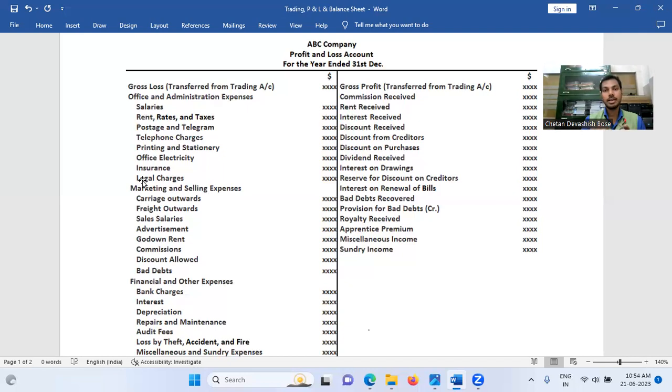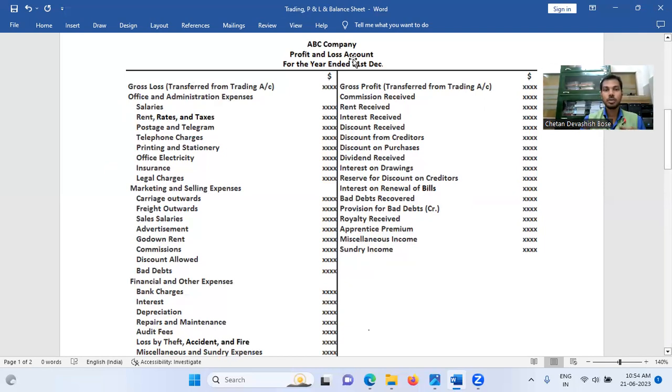So those entries would be at the credit side of your profit and loss account. Any miscellaneous income would be considered as a part of income and would be shown at the credit side of your profit and loss account.